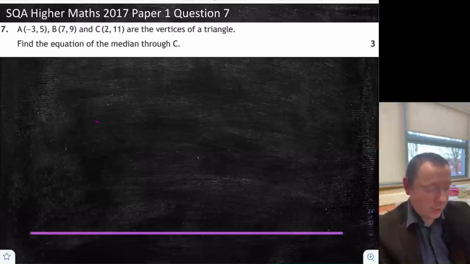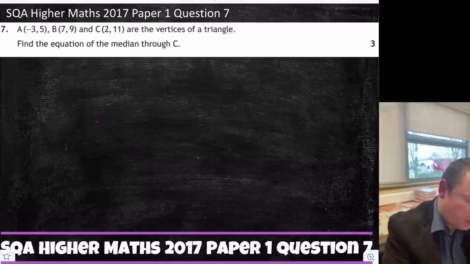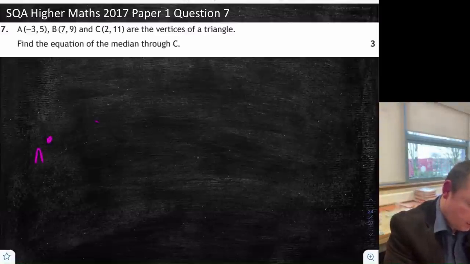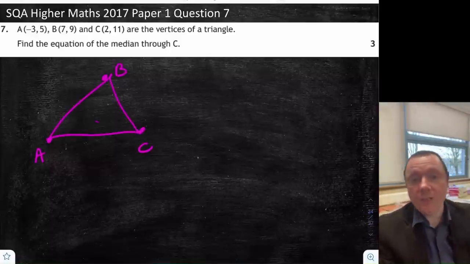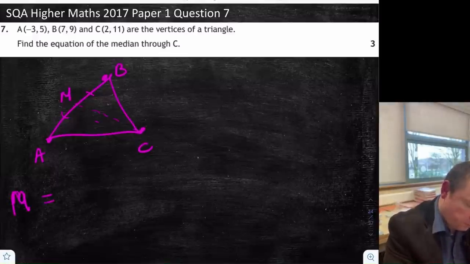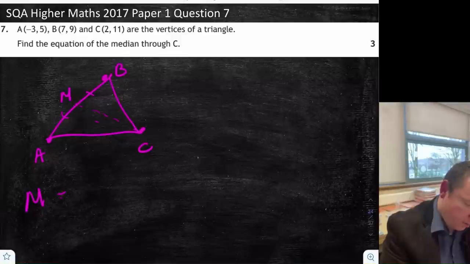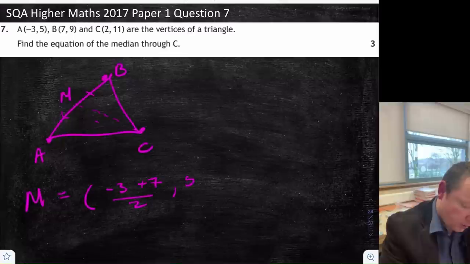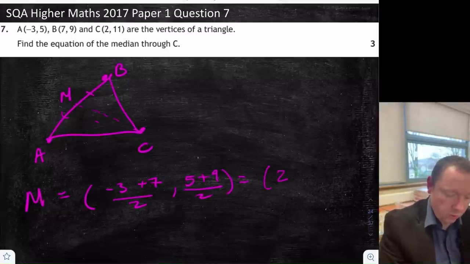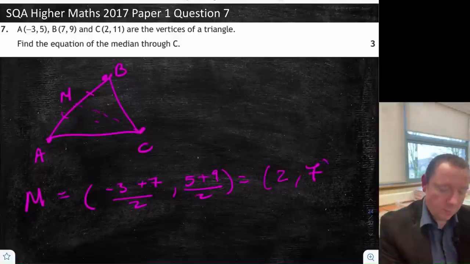And we're done there. SQA Higher Maths 2017, Paper 1, Question 7. A, B and C are vertices of a triangle. Find the equation of the median through C. So there's A, there's B, there's C out here somewhere. Really bad sketch, but it is a triangle. A median cuts the opposite side in half. So we need the midpoint, I always call this M. M equals the midpoint of A and B, so we've got (-3 + 7)/2 and (5 + 9)/2. 7 - 3 is 4, divided by 2 is 2. 5 + 9 is 14, divided by 2 is 7. So we get our midpoint of (2, 7).